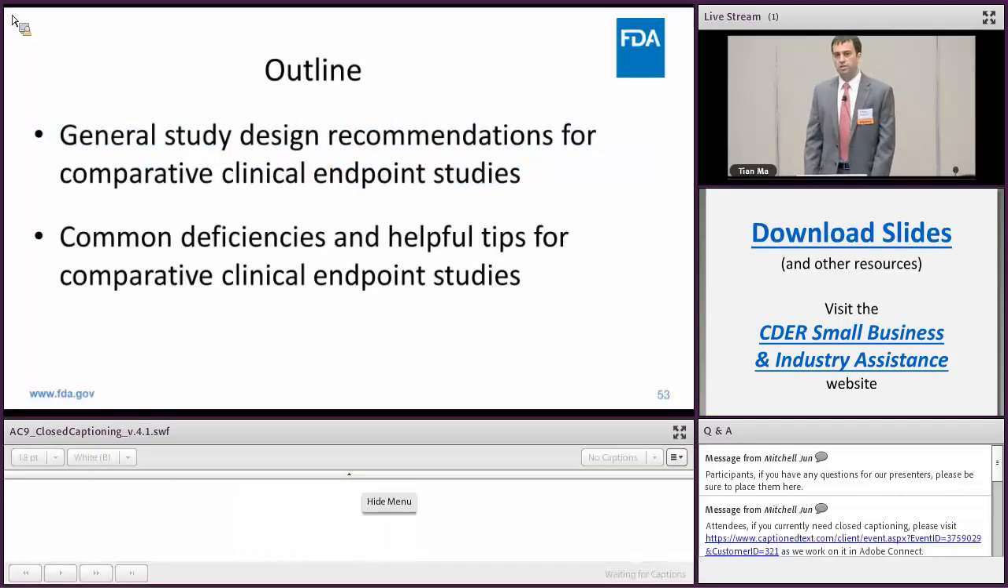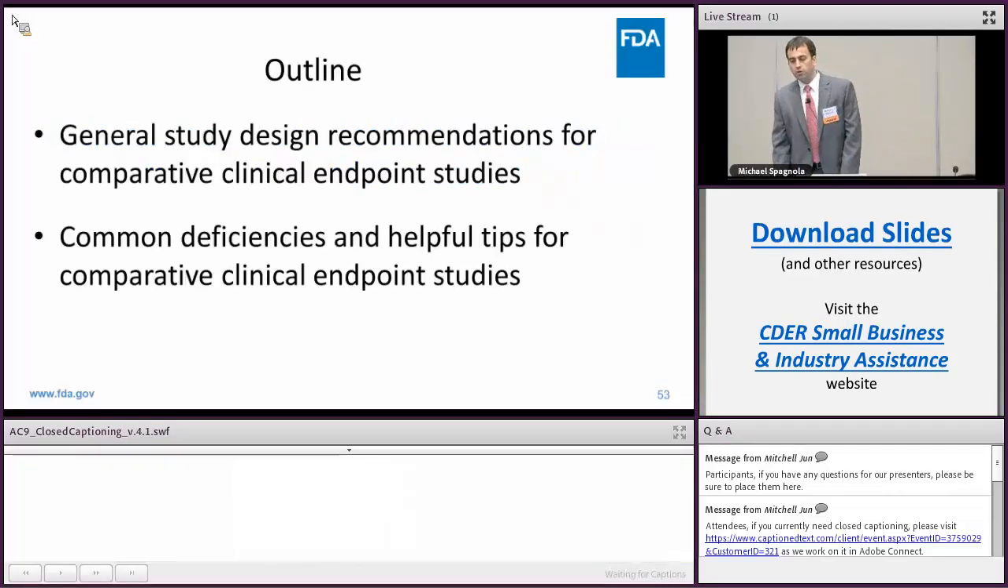So just a general outline. I'm going to focus initially on the first part about general study design recommendations for comparative clinical endpoint studies for orally inhaled products. And in the second half of my presentation, I'm going to present common deficiencies and helpful recommendations for comparative clinical endpoint studies and their study design.